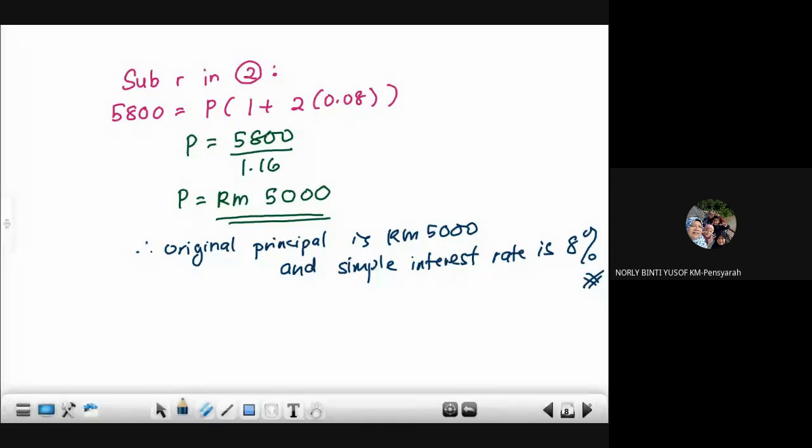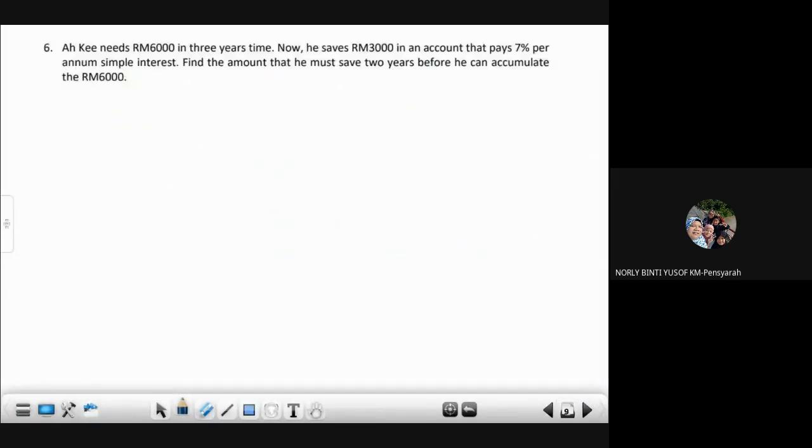Okay, and then we go to example 6. Aki needs 6,000 in 3 years time. Now he saved 3,000 in account that pays 7% per annum. Simple interest lah. Find the amount that he must save 2 years before he can accumulate 6,000. Accumulate maknanya total, accumulate tu S lah. So, berapa yang dia kena bayar? Berapa nilai yang dia kena bayar bila dia punya accumulate tu 6,000.